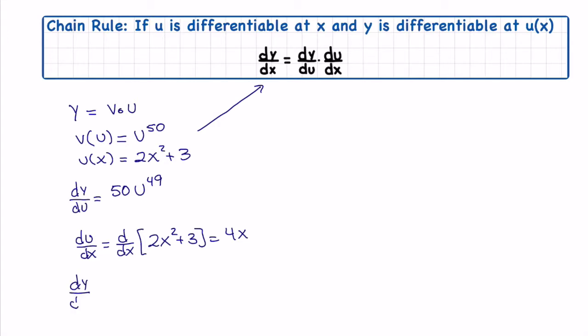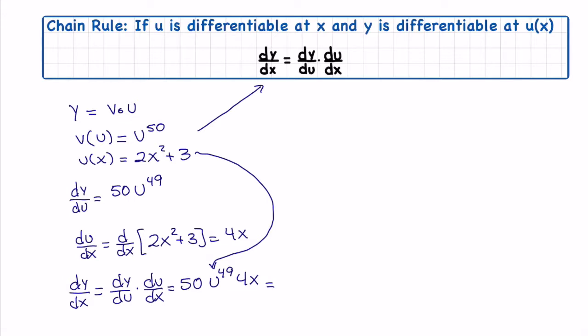So dy dx is going to be dy du times du dx. dy du is 50 u to the 49th power, and du dx is 4x. And now we want everything in terms of x, so we replace u here, and we get 50 times 2x squared plus 3 to the 49th power times 4x, which is 200x times 2x squared plus 3 to the 49th power. And that's the derivative. We could only do this, of course, using the chain rule.